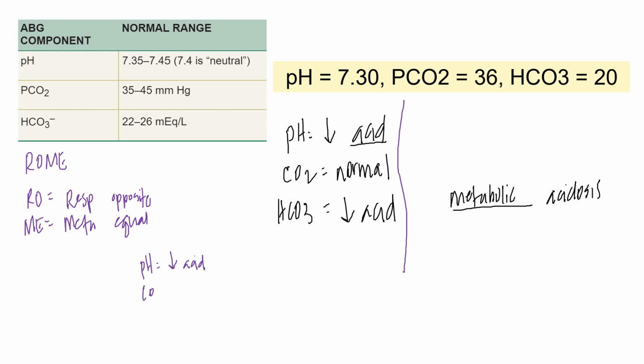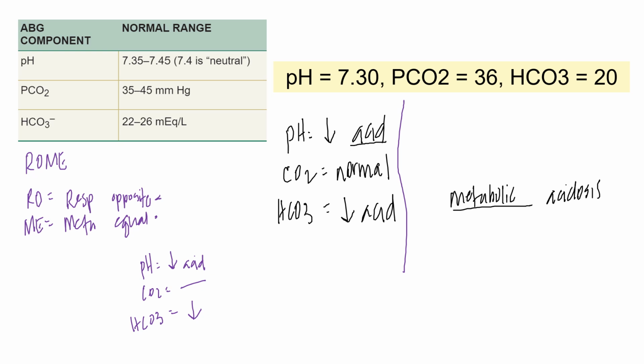Our CO2 is normal, and our bicarb is decreased. So when you use ROME, you don't have to indicate the arrow down. What does that mean? Does that mean bicarb is acid or alkaline? You just have to put the arrow, because in ROME, this opposite and equal is referring to the direction of the arrow compared to the pH.